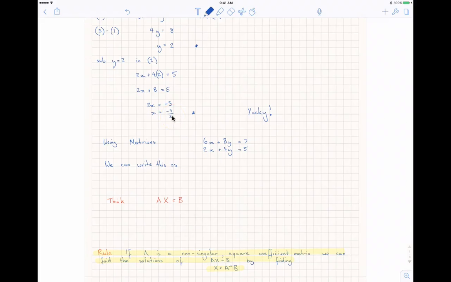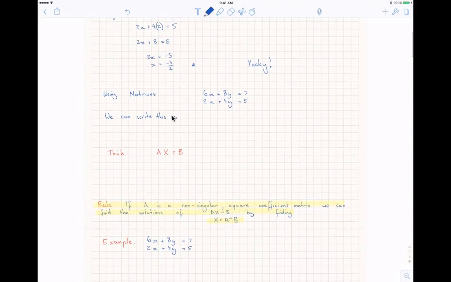Using matrices, it's a little bit better. As I said, there are better techniques, but this is the one that you're going to learn for Methods. So another way we can write a system of equations in matrix format is to write a coefficient matrix. The coefficient matrix just includes the coefficients of x and the coefficients of y. So the top line would be just 6 and 8, and the bottom line would be 2 and 4.